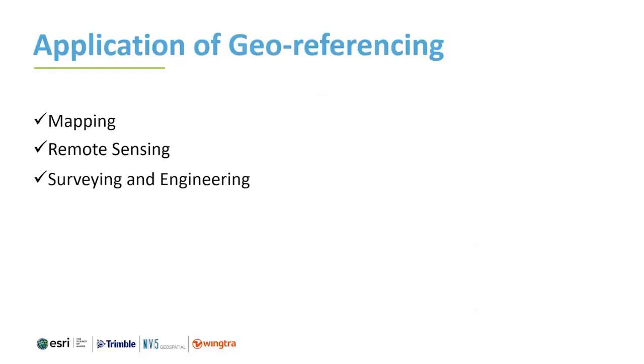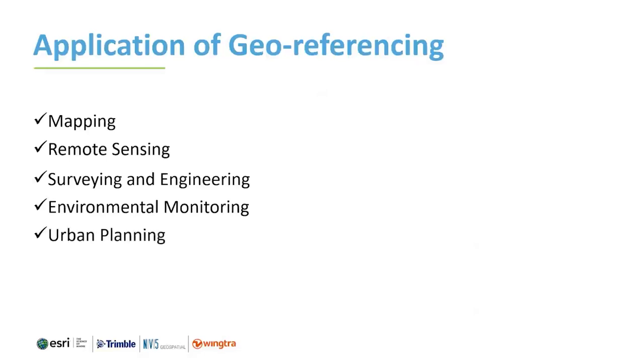We have surveying and engineering. Georeferencing helps in surveying and engineering by integrating survey data with GIS for planning and development projects. Then environmental monitoring, which is for tracking changes in land use, vegetation, and other environmental parameters. So georeferencing is very key. The last one is urban planning, which involves using georeferenced data to plan infrastructure, zoning, and development projects and the likes.